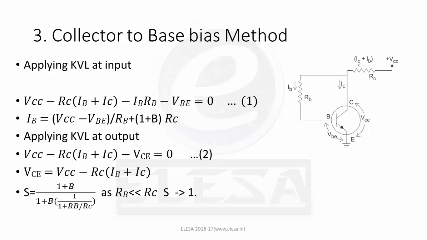So by using the first equation, we can find the value of S, that is the stability factor. S equal to (1 plus beta) divided by (1 plus beta times 1 divided by (1 plus RB by RC)). From the equation, it is seen that if we make the RB value very much less than RC, the value of the stability factor goes to 1. For making the circuit good and stable, we have to design the value of RB such that it is less than RC.